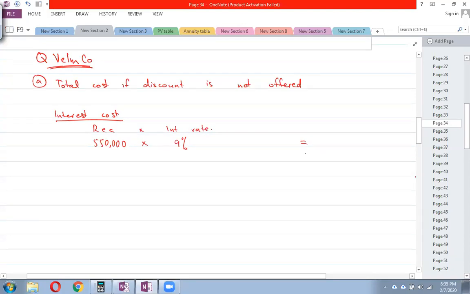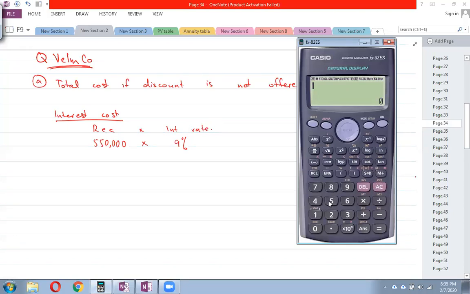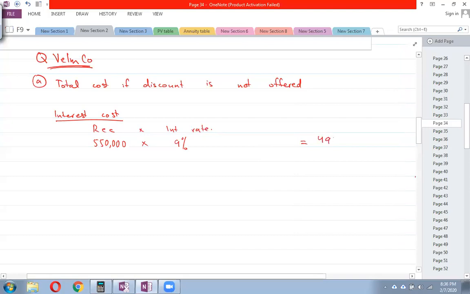9%. So how much is interest cost? Anyone? How much is the interest cost? 49.5. Okay, let's do it together. So 550,000 multiplied by 9% will be 49,500. Right now, you can write it completely, or you can write it in thousands, or in millions. I'll write it completely. It's 49,500. Right? That's the interest cost.